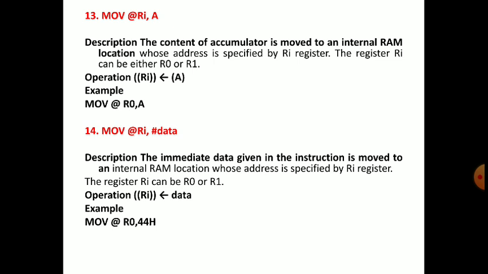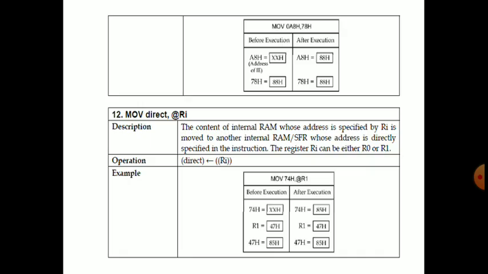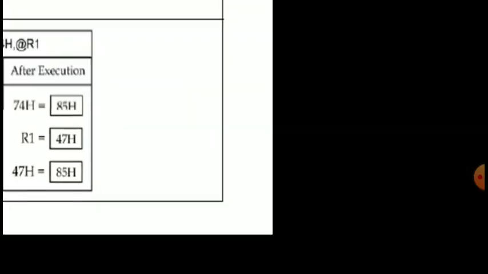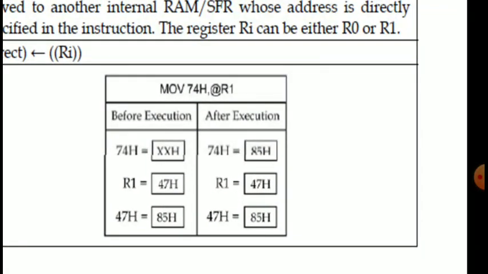I hope everyone has understood that. If not, please write it down now itself. The example of MOV @R0, A: please take these same values in this table, and write it down by yourself, before execution and after execution.